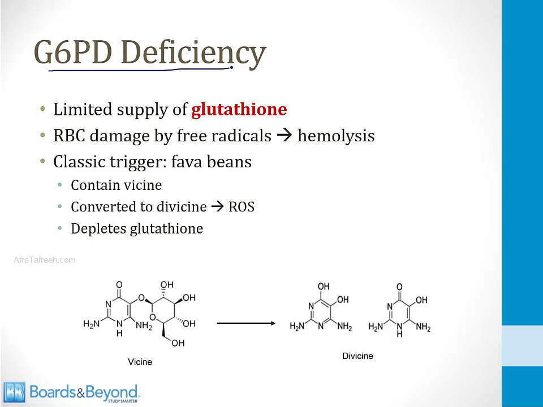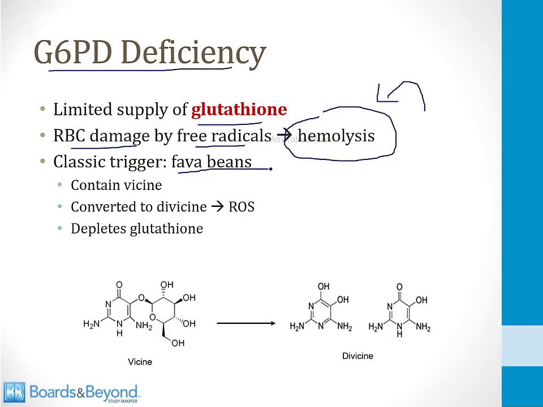Patients with G6PD deficiency have a limited supply of glutathione, and this makes them vulnerable to red blood cell damage by free radicals, which leads to recurrent episodes of hemolysis. That's the hallmark of this disorder, recurrent hemolysis. And one of the classic triggers for hemolysis in patients with this disorder is fava beans. G6PD deficiency occurs in some parts of the world where people eat lots of fava beans, and if they have this condition and they eat fava beans, they will develop hemolysis.